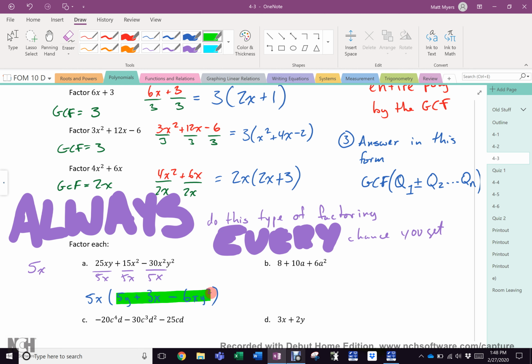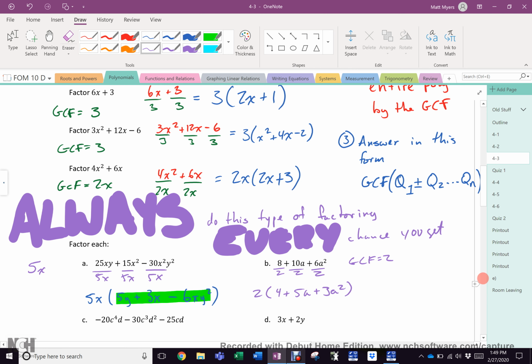What's the GCF in B? 2. So what do I do with every one of those? Divide it by 2. And what do I get? 4 plus 5a plus 3 squared. That's it. That's GCF factoring. It's the first kind of factoring you do.